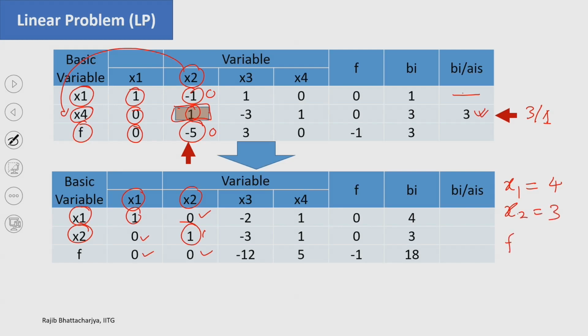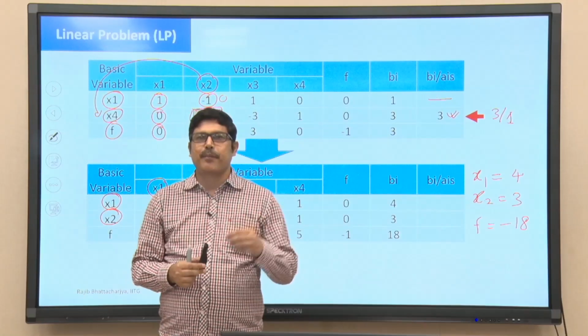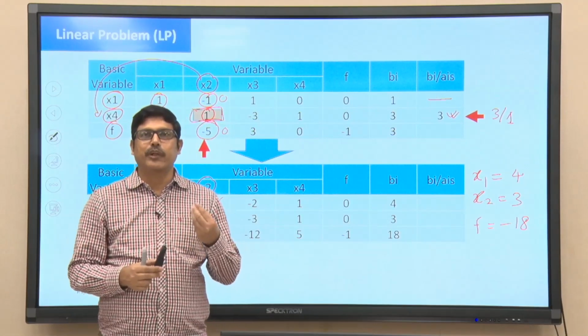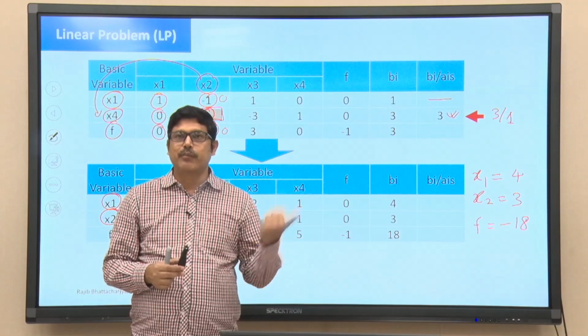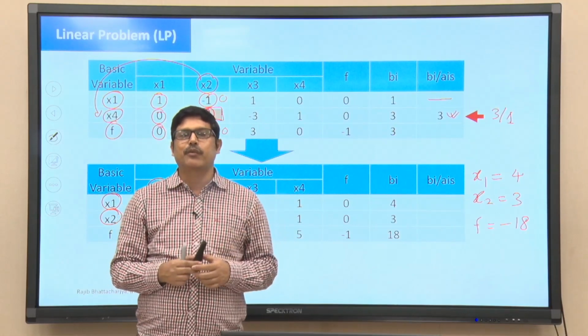And what is the objective function value? The objective function value is now minus 18. Okay. So, this is the objective function value here, and I am getting a solution that x 1 equal to 4, x 2 equal to 3. Now, question is, is it the optimal solution? Is it possible to improve the objective function value? That means, can I reduce the objective function value in this case, because this is a minimization problem.